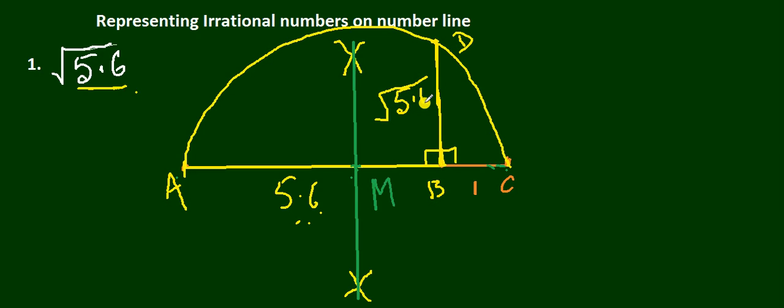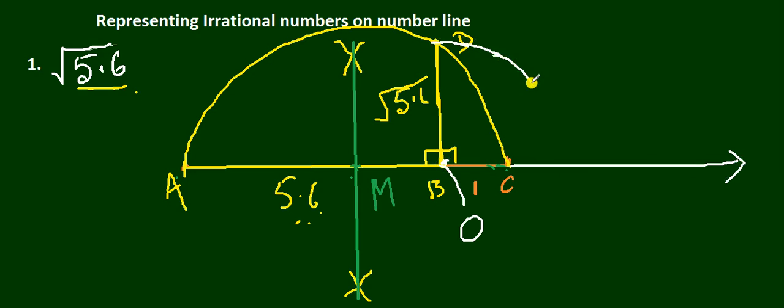So how do you show that on the number line? You can always take B as your center. So now B will correspond to your actual origin. This will correspond to 0. You can extend your number line some here, and then you will measure OD or BD as the radius and draw an arc, so that wherever it is meeting, your OE part will be equal to root 5.6.